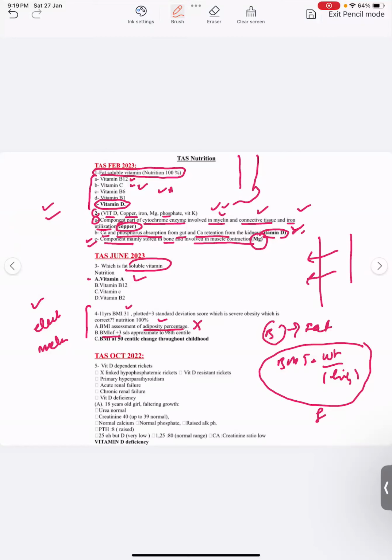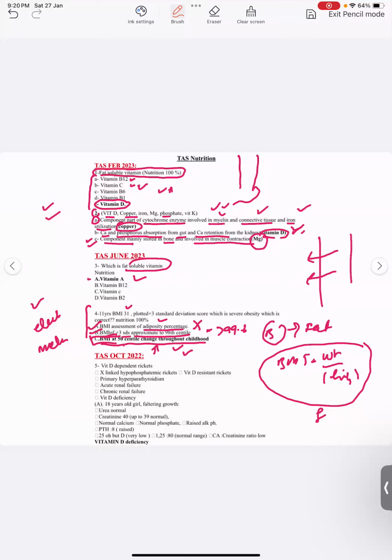BMI plus 3 standard deviations is approximately the 98th centile. No, not at all. That is more than the 99.6th centile, right? BMI at the 50th centile changes throughout childhood. So by excluding the A and B options, we come to the C point, which is the best one. Why would that change? This change doesn't mean it is going to increase or decrease.